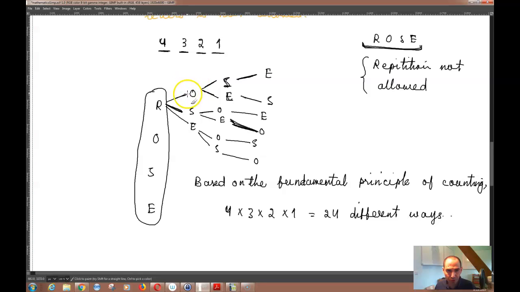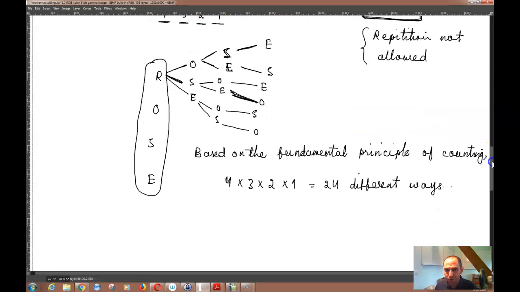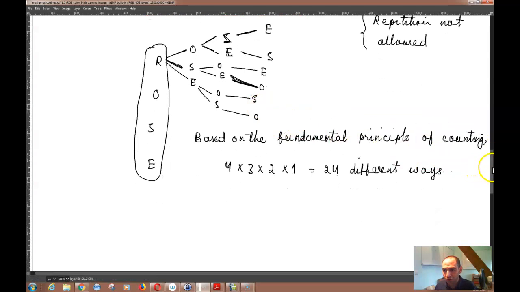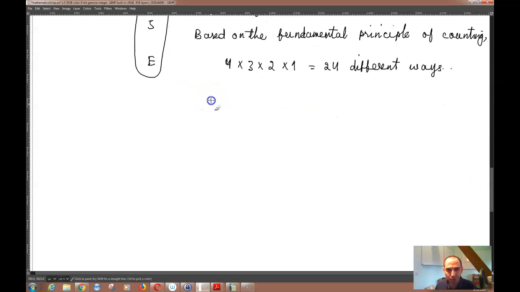If you could repeat, then of course it would be different. For example, if you had the same situation, R, O, S, and E, these 4 letters, then for the first letter of the word, from the very left, you could choose either R or S or O or E.